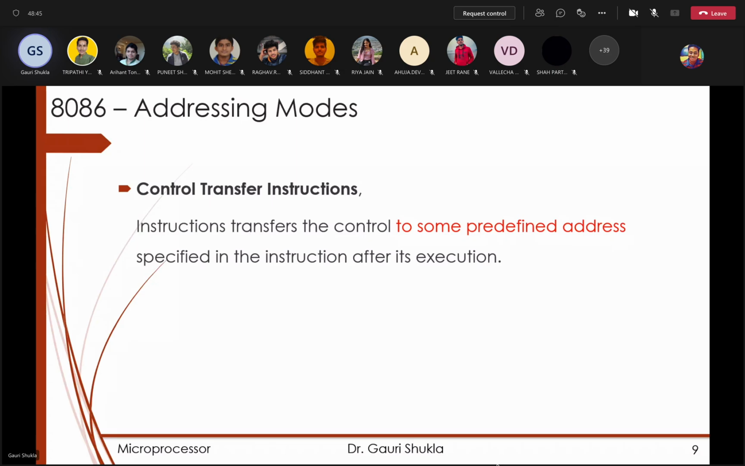Then comes our control transfer instruction, where the instruction transfers the control to some predefined address specified in the instruction after its execution. This we have also done if you have used some other higher level language, but in a different format. Here the mnemonics for that would be different. So interrupt, call, return, jump. These instructions will transfer the control of the instruction. It is not moving sequentially; it will go to some other location, right?